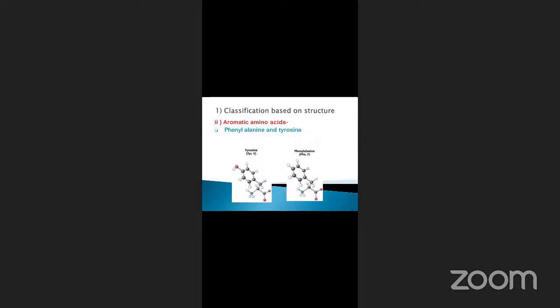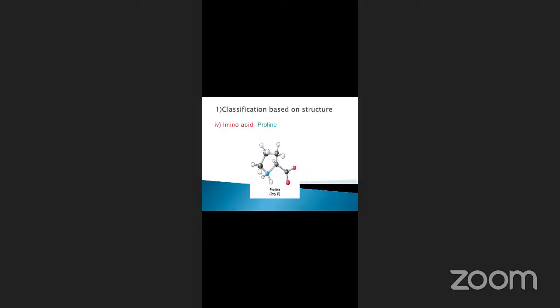Then aromatic amino acids. Till now, the amino acids we have discussed are aliphatic amino acids. Aromatic amino acids means we have a ringed structure. So tyrosine, phenylalanine, and tryptophan are aromatic. And we can also call them heterocyclic amino acids, because when different ring forms are present together in the R group, we call them heterocyclic aromatic amino acids. They are tryptophan and histidine. An imino acid example is proline.